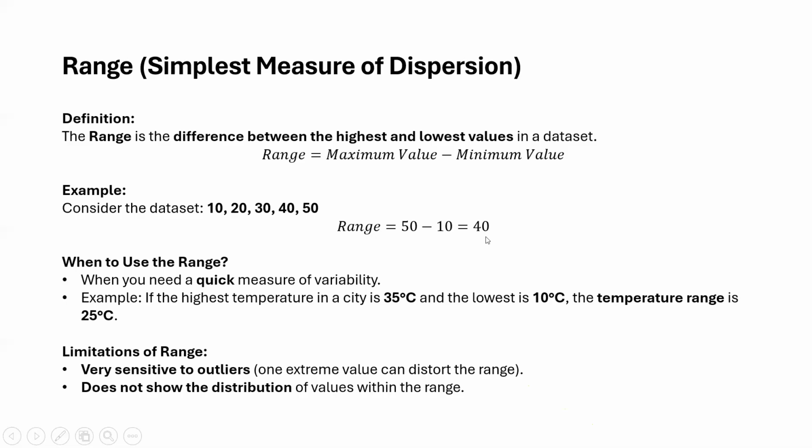Your range will be 500 minus 10, which is 490. So it's not making any sense, right? It's not helping you at all. And again, it does not show the distribution of values within the range. So it's just a plain simple calculation that we generally don't use anywhere in data science.